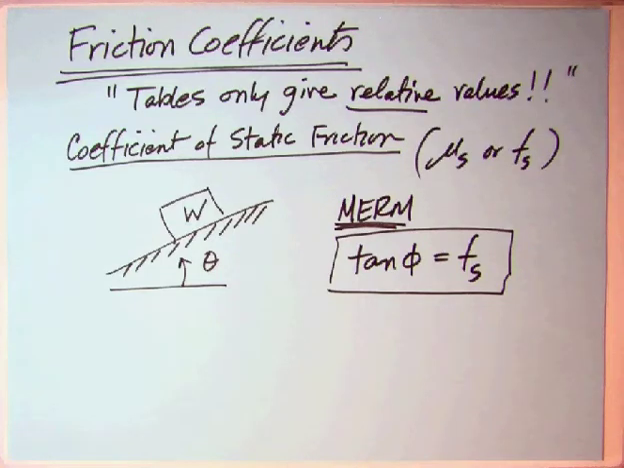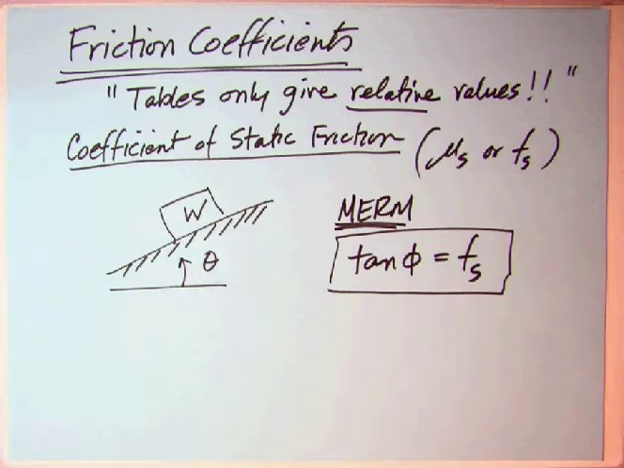You need to determine them yourself, and that's what the first discussion is going to be about, trying to come up with how do you determine the coefficient of static friction. Again, I use μs, as you know from the previous instructional companion on impending motion. The MERM uses Fs, F sub s, and I'll try to maintain that here.